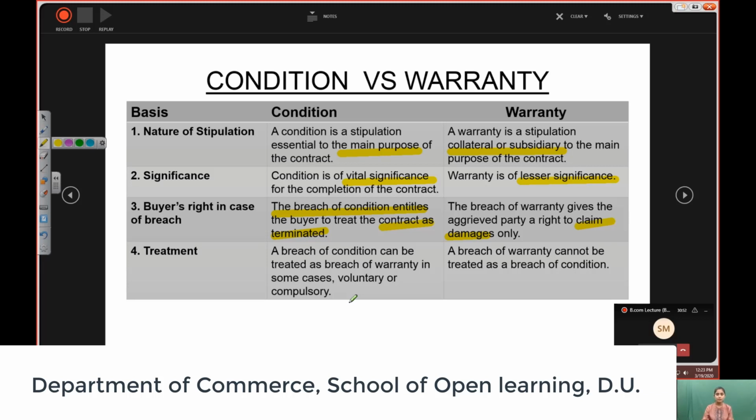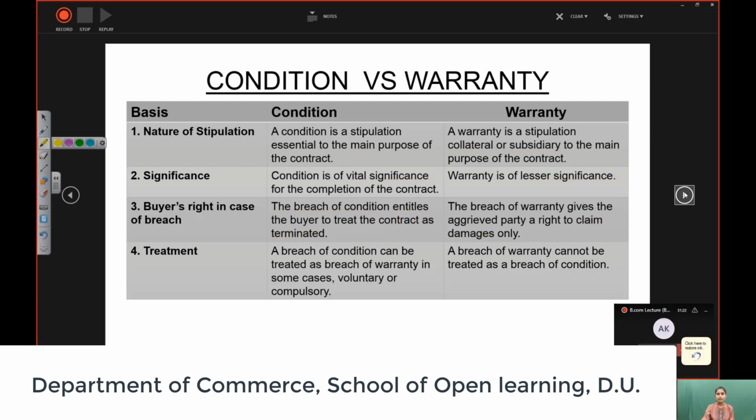Whereas a breach of warranty cannot be treated as a breach of condition. Condition is always the main purpose, whereas warranty is the secondary purpose. So a breach of warranty cannot be treated as a breach of condition. I hope the main distinction between these two things is pretty clear. Let's move ahead.